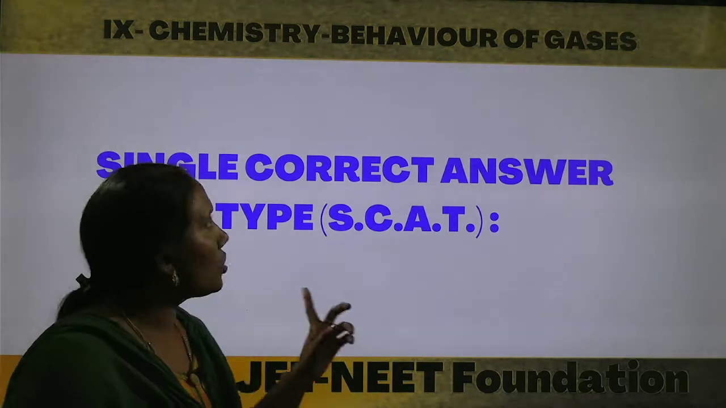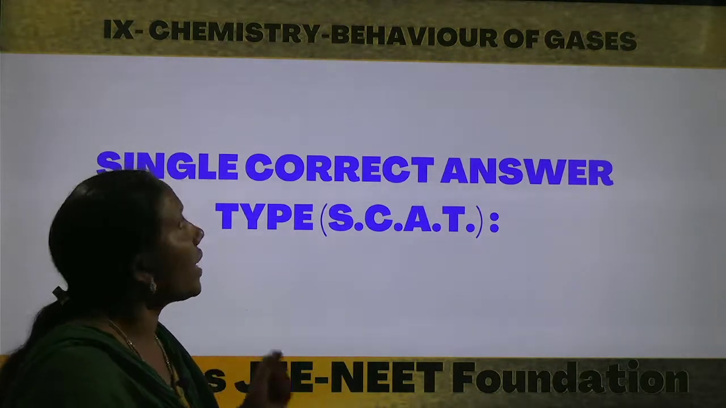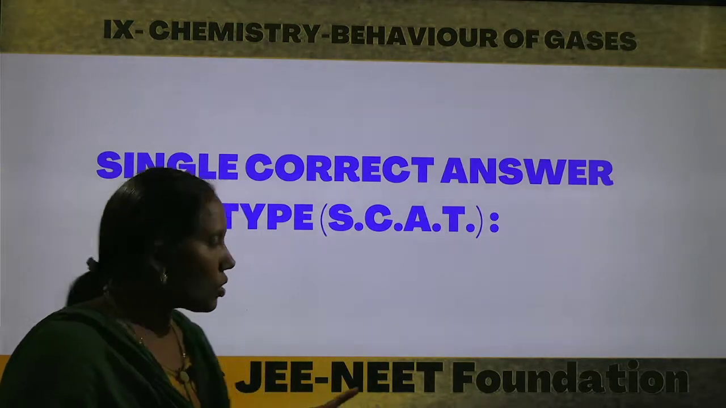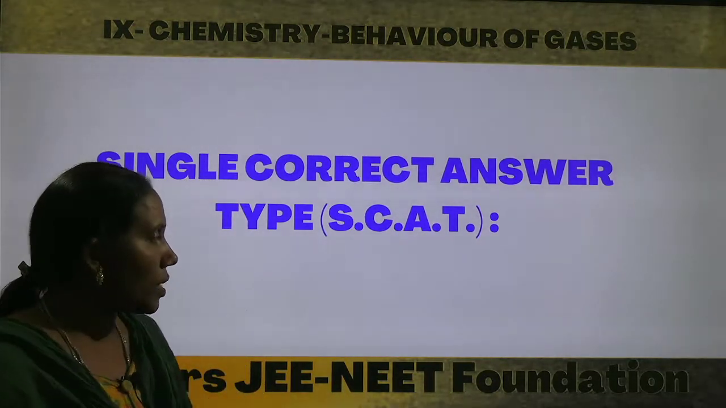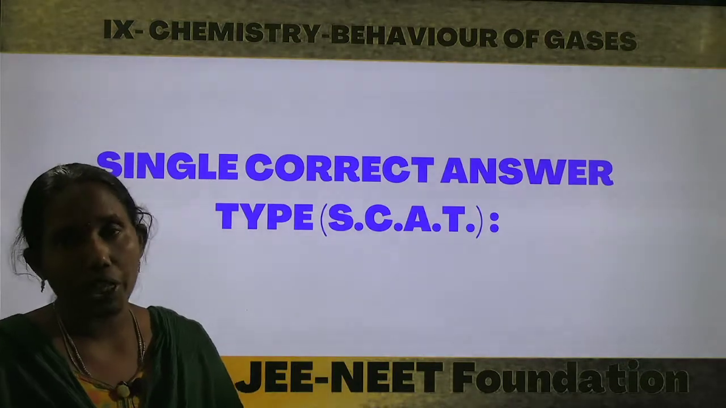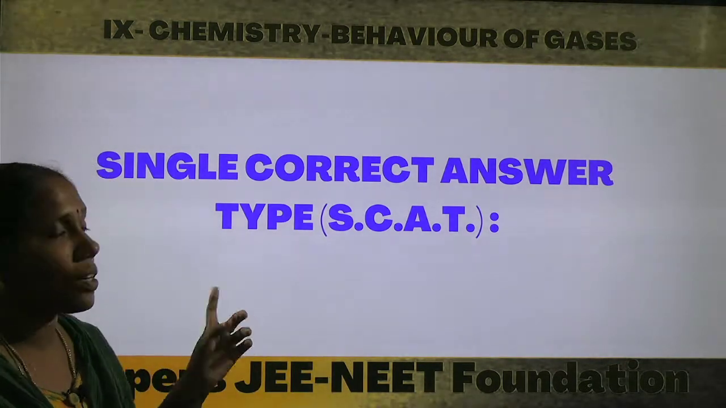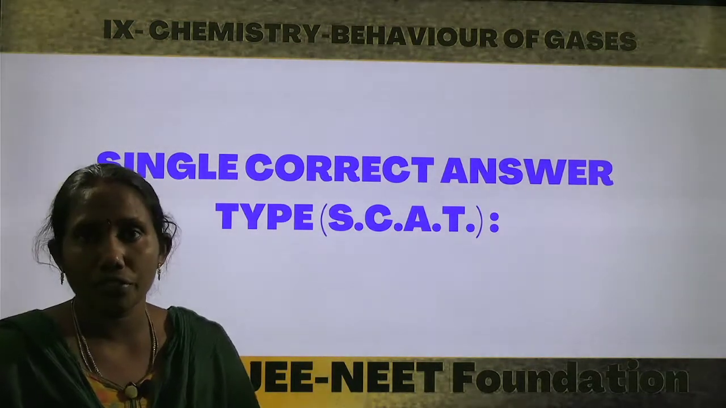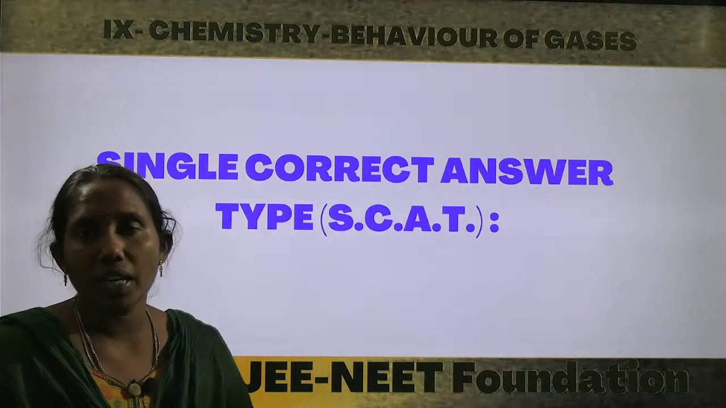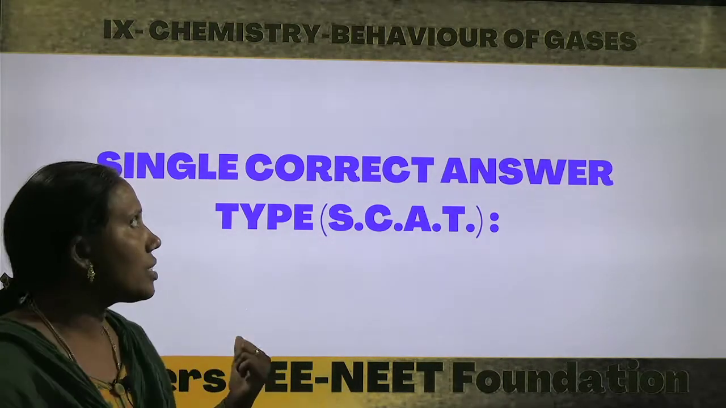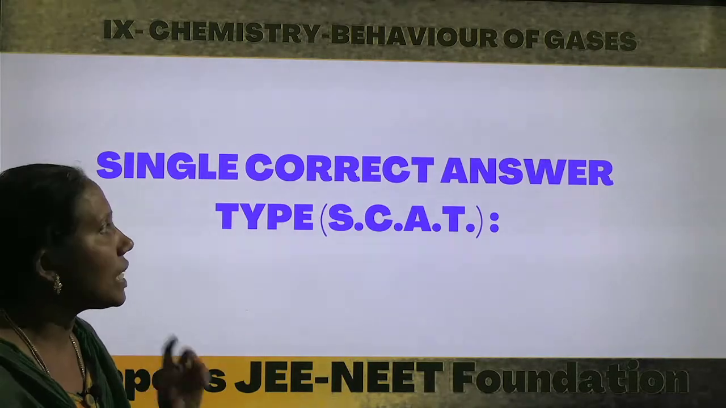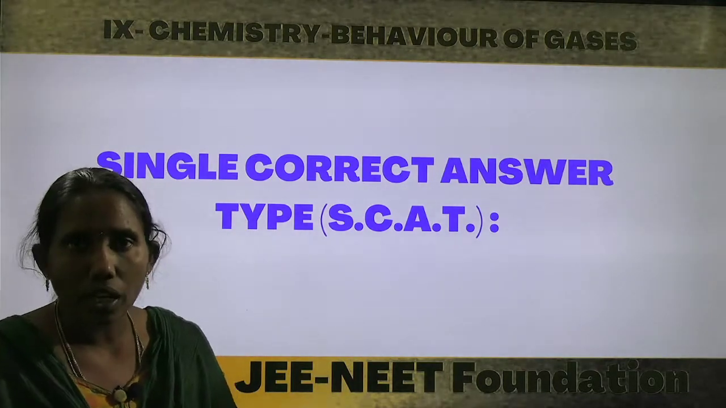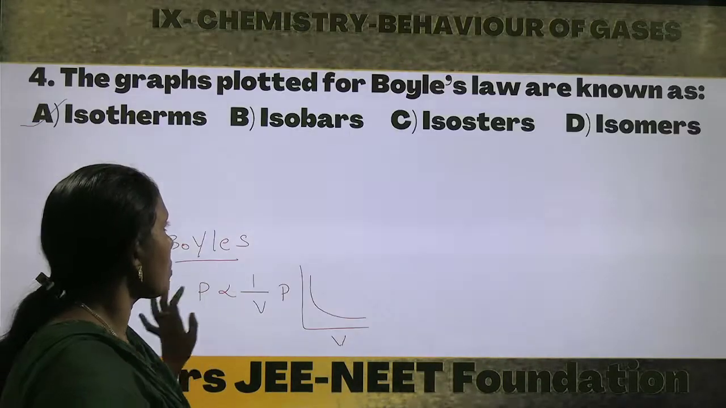Hello everyone, today we are going to start 9th class toppers program. So 9th class toppers JEE NEET foundation. In 9th class toppers we are going to start with chapter 5. Our chapter 5 is behavior of gases. So let us start with behavior of gases, single correct answer type questions. Okay, so let us start with the first question.